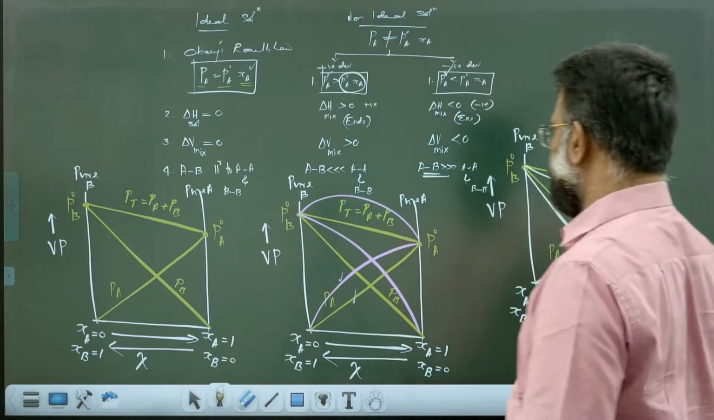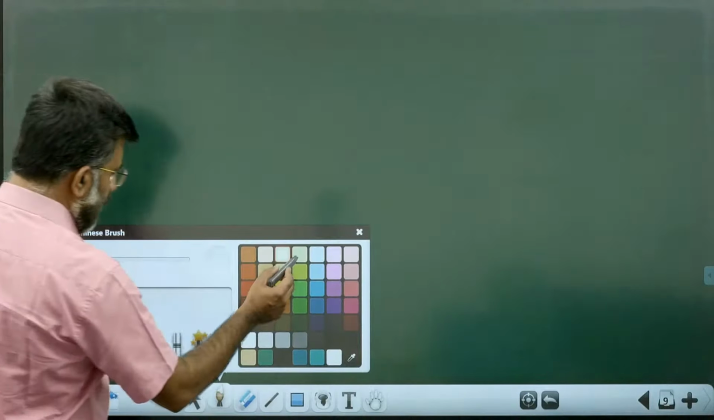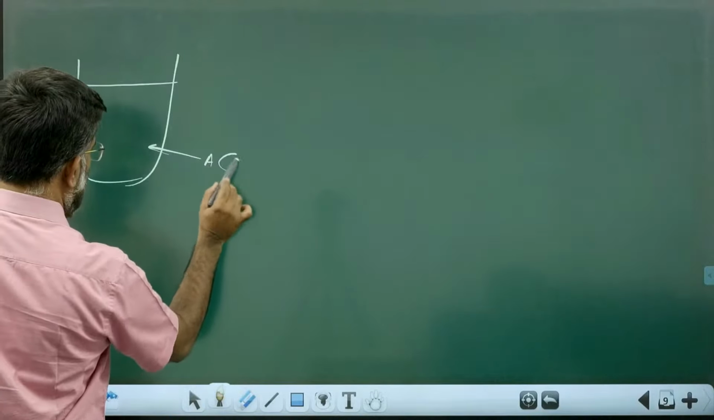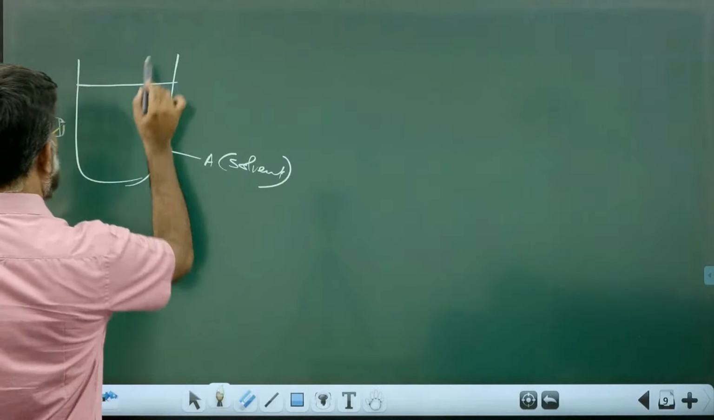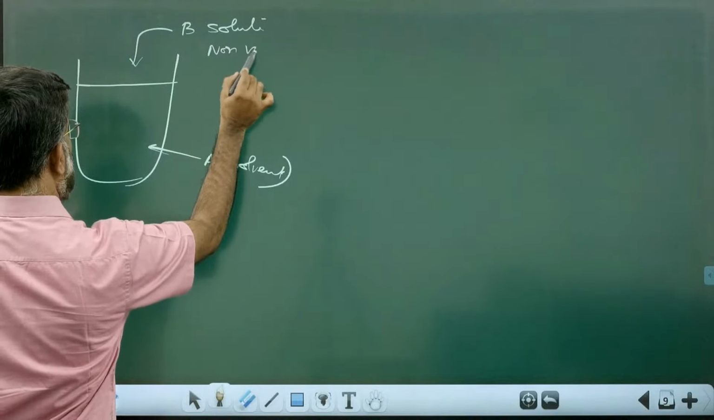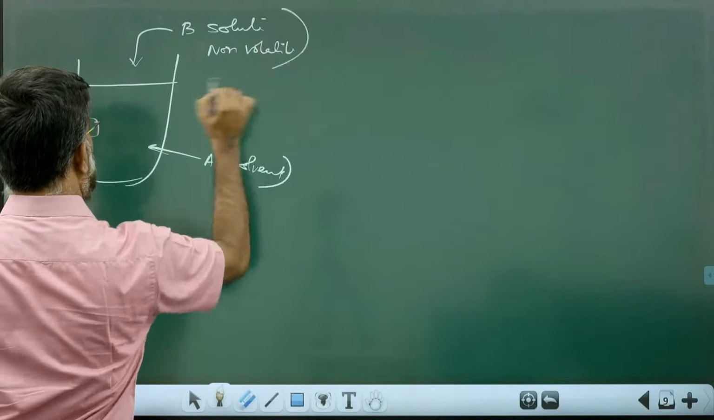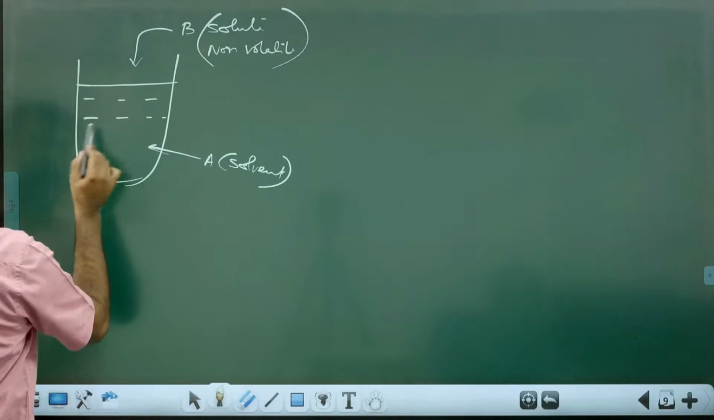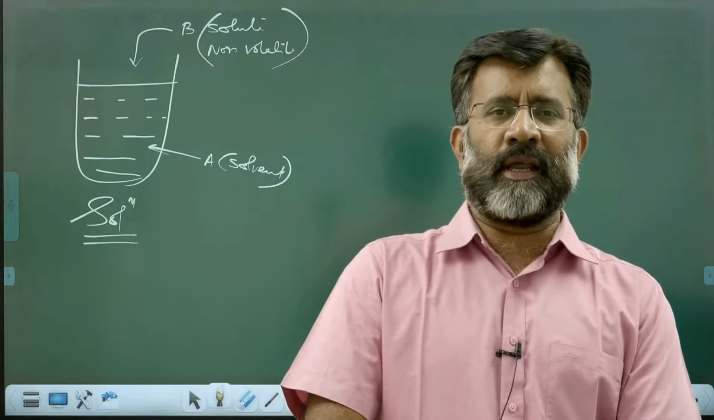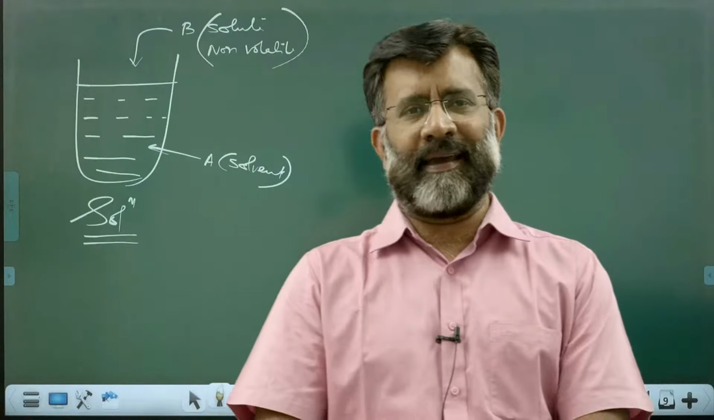Now, the same Raoult's law which we were discussing here, two components A and B. Imagine we have a solution where we have a solvent A, and that is added with a non-volatile solute B, and thereby you prepare a solution. What will be the characteristic nature?